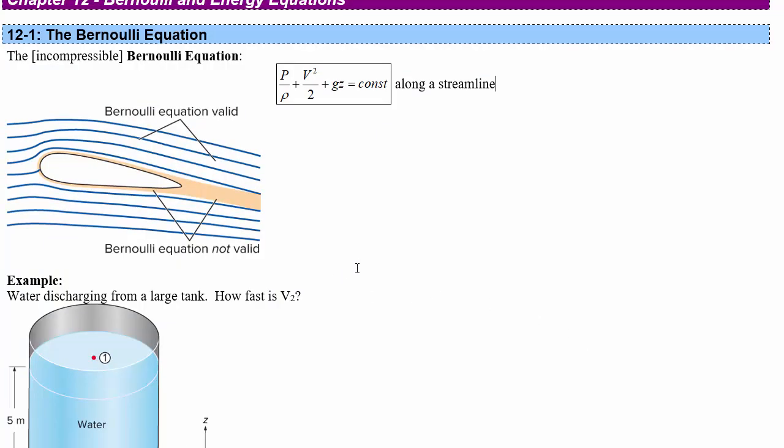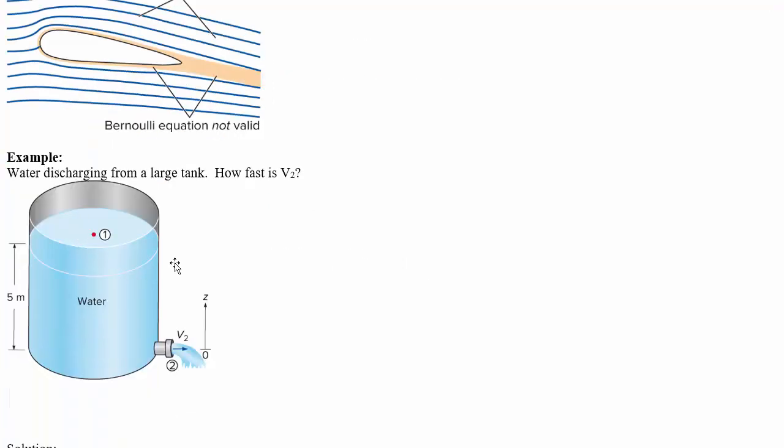All right, let's look at an example here. So we've got water discharging from a large tank. How fast is V2? So this is a large tank. It's got a big radius up here at the top, large surface area. Water is discharging here. Now to do this, what you should do is set up a streamline from the top and imagine that this particle at the top is flowing eventually out there, like some kind of streamline from there out the side.